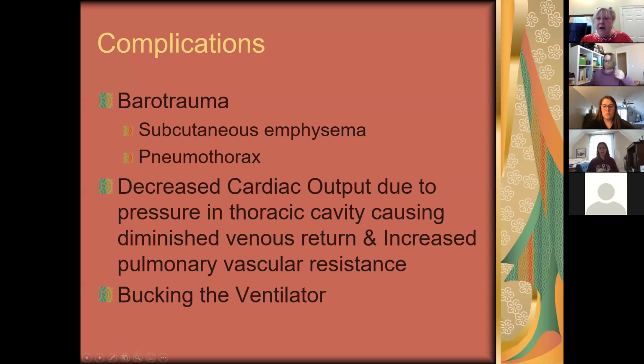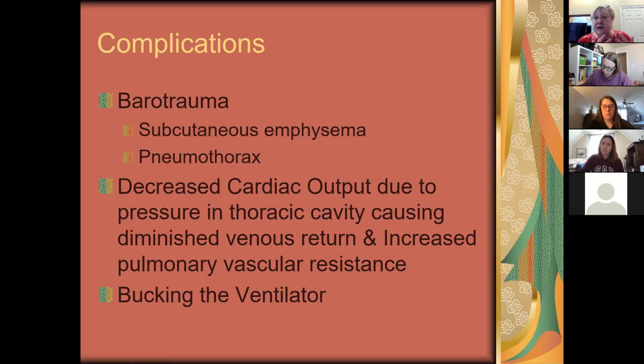Okay. But you don't have to know about care of a pneumothorax. If that's right there in the book, you don't have to study that, okay? The other one is sub-Q emphysema. Now, sub-Q emphysema is crepitus. It's the Rice Krispies under the skin.